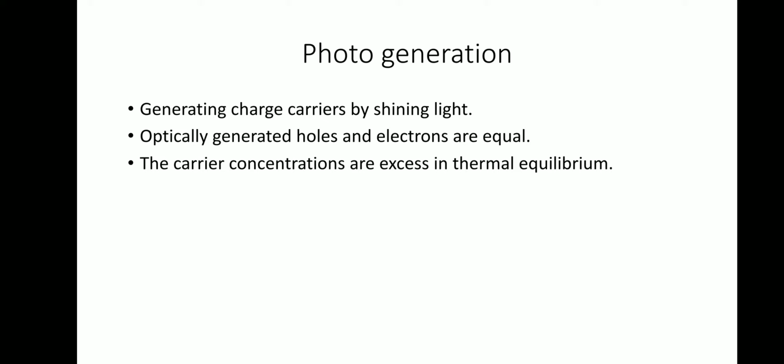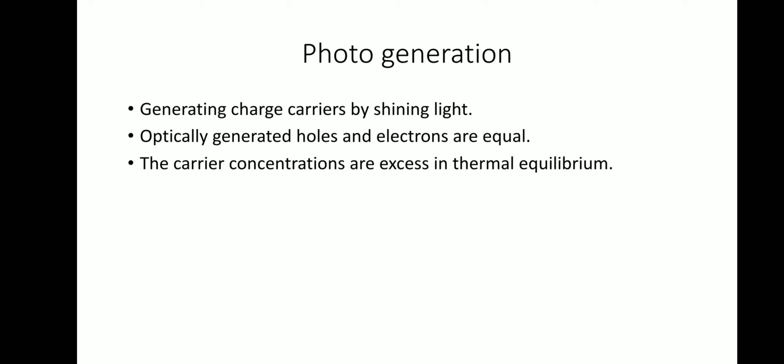Then how are electron hole pairs created using a photon of light? If a photon of energy greater than the band gap of the semiconductor falls on it, then the energy of the photon is absorbed by an electron in the valence band, and it is excited to the conduction band. So that energy is captured by an electron in the valence band.